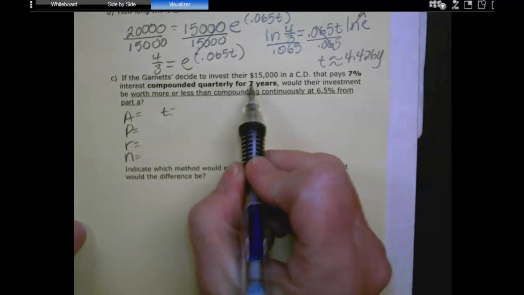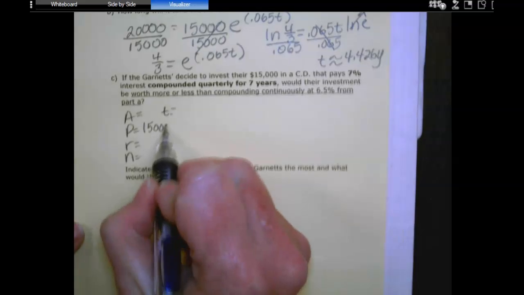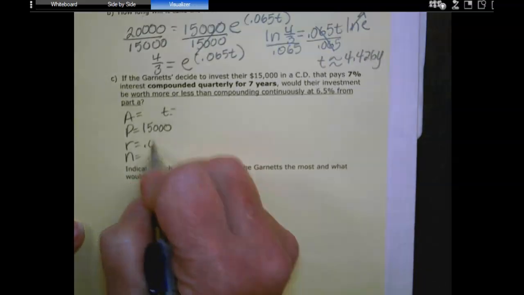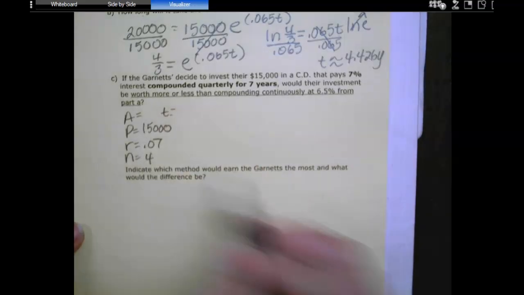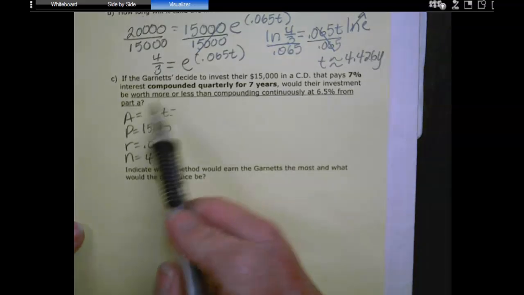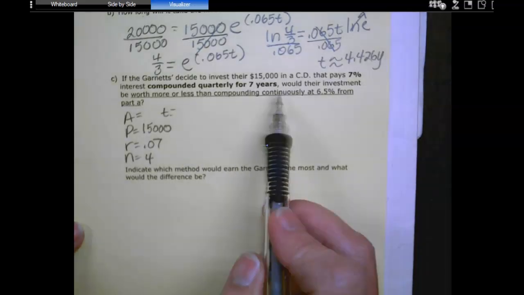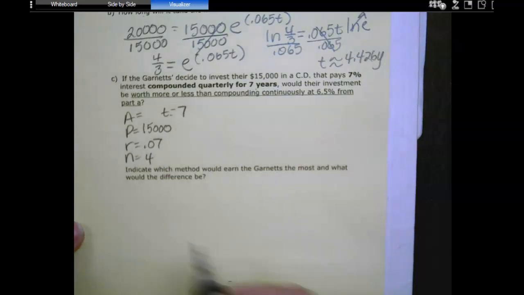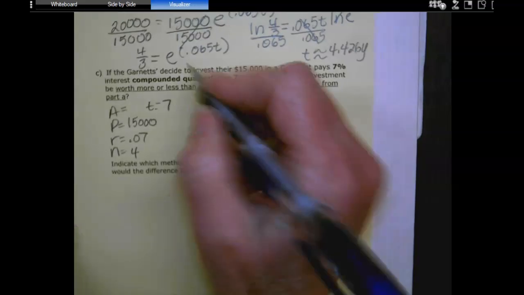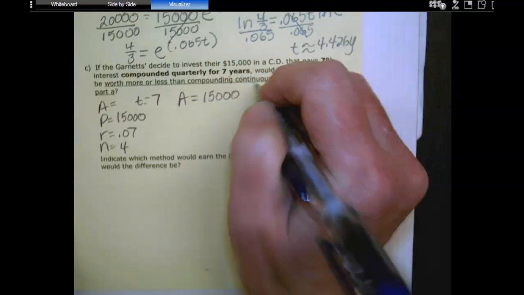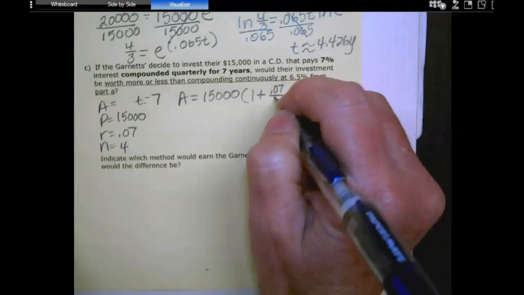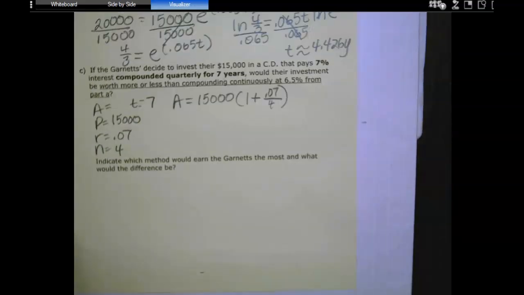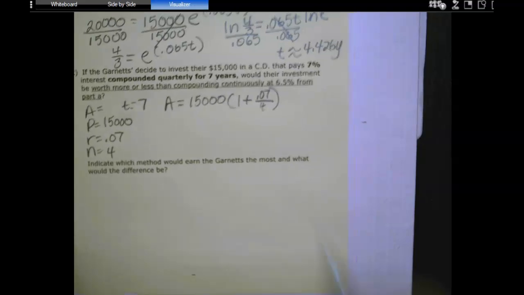Okay. So we invest $15,000. It pays 7%, which is 0.07. It's compounded quarterly, which is what? 4. 7 years. So I'm looking for A, right? So I'm doing A equals 15,000 times 1 plus 0.07 over 4, and then it's raised to the nt, which means multiply. So 4 times 7 gives me 28.